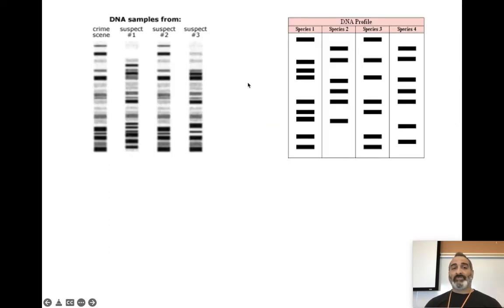Now, this is showing you some samples here. This is crime scene DNA. You'll notice this matches right over here. Suspect number 2 matches the crime scene perfectly. Here's another DNA profile we're looking at.